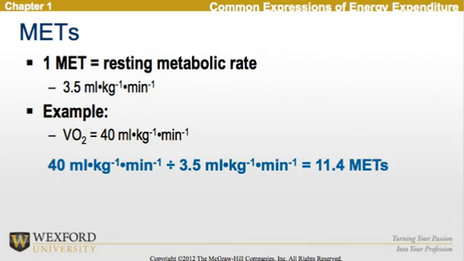Now as we move on to METs, the MET is equal to the resting metabolic rate, which is typically 3.5 milliliters per kilogram per minute. So in our previous example, we had a VO2 equal to 40 milliliters per kilogram per minute. So if we have 40 milliliters per kilogram per minute divided by 3.5 milliliters per kilogram per minute, we end up with a total of 11.4 METs for our example.